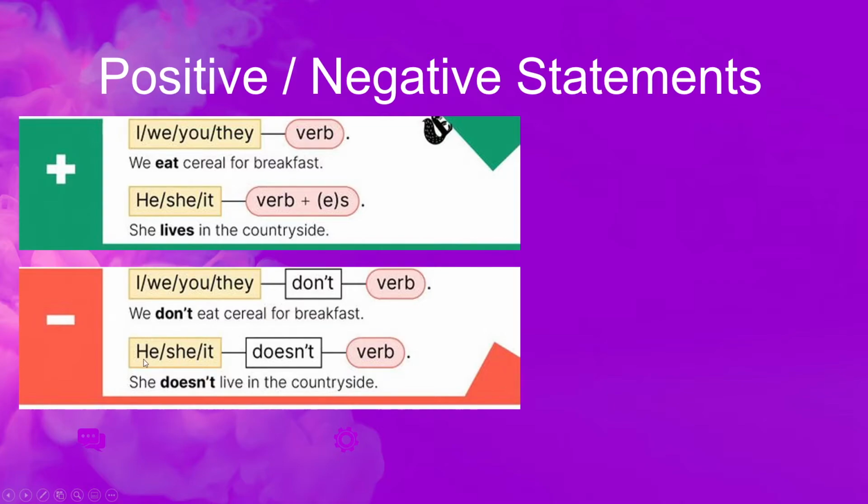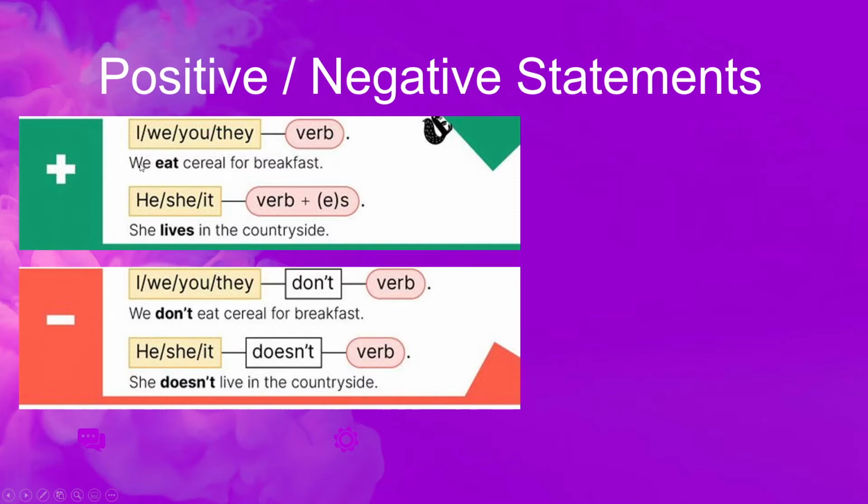And for subject he, she, and it, this is the singular subject, you have to use doesn't. Add s or es, the same with the above. So she doesn't live in the countryside. He doesn't live in the countryside. He doesn't know about the latest news. She doesn't know about the latest news. So this is the positive statement and this is a negative statement.